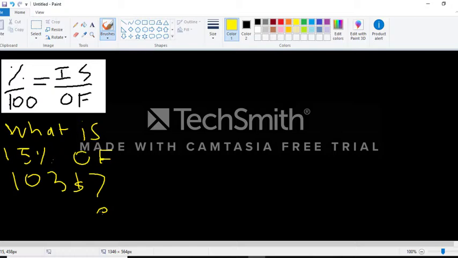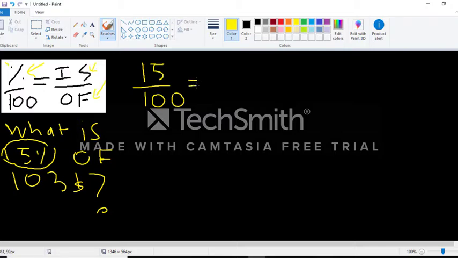Well, let's use our formula. So let's plug it right in. The percent up here is going to be filled in by this percent right here. So 15 over 100. This 100 right here stays constant, never changes. Only these are to be manipulated.